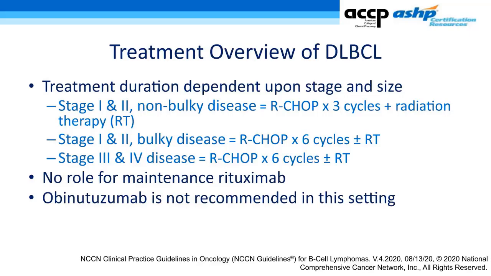What is different in diffuse large B-cell lymphoma than follicular lymphoma is that there is no role for maintenance rituximab. So once the patients have completed their R-CHOP, they move into an observation phase. And as I mentioned, Obinutuzumab is not recommended for the treatment of diffuse large B-cell lymphoma. The regimen of G-CHOP was actually not found to be superior to R-CHOP, and therefore it's not recommended.